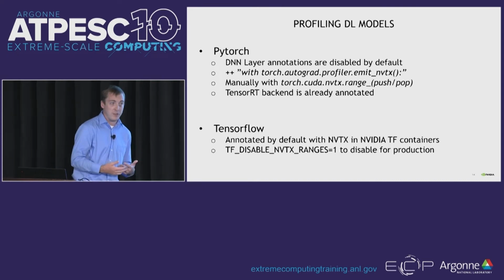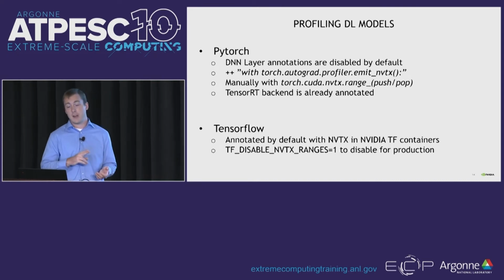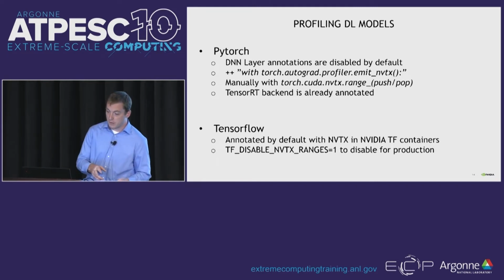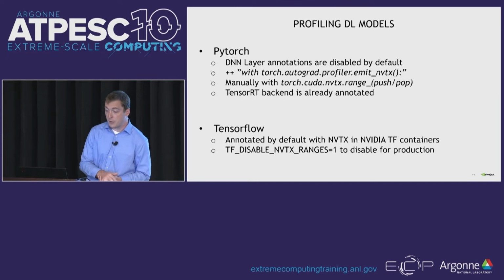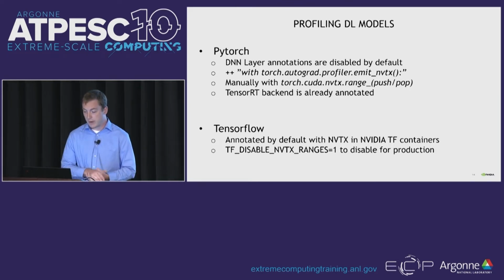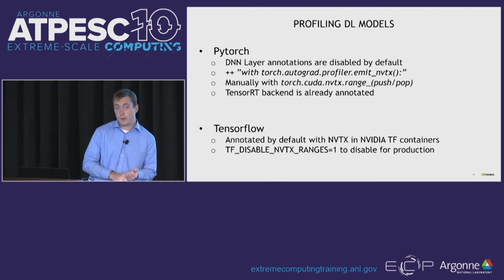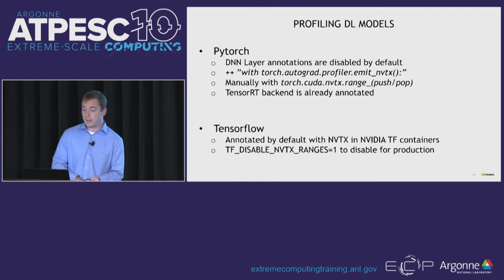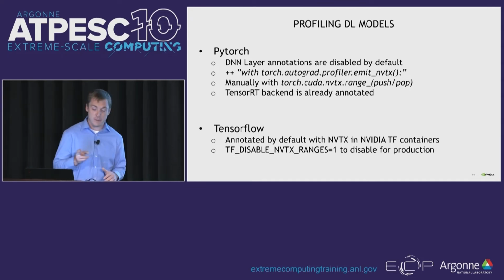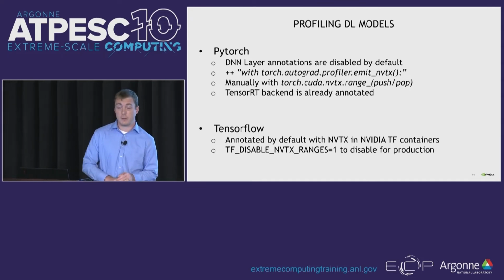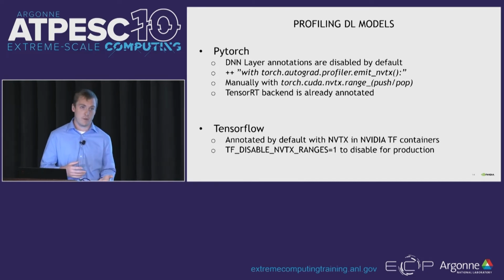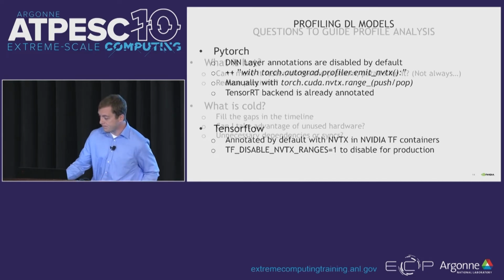I do just want to mention in passing, the NVTX ranges that I talked about earlier are still very, very important. For PyTorch, they're disabled by default, so there's a little NVTX range that you need to add. Likewise for TensorFlow, they actually are annotated by default in the NVIDIA NGC containers, but that's a little gotcha for performance. If you're deploying into production on those TensorFlow containers, you actually want to disable those NVTX ranges, so we have an environment variable for that as well.